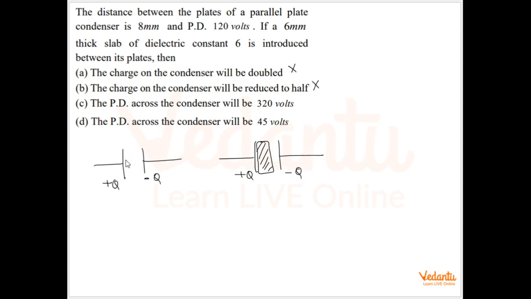Now let's say the original electric field was E. The original distance between the plates is 8 mm. So my dear bachcha log, what I can say is V is equal to E into D, which gives me 120 volts is equal to E into 8 mm. E is equal to 120 divided by 8 mm.